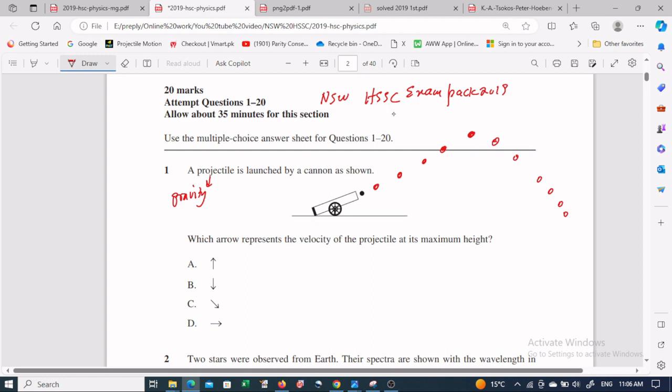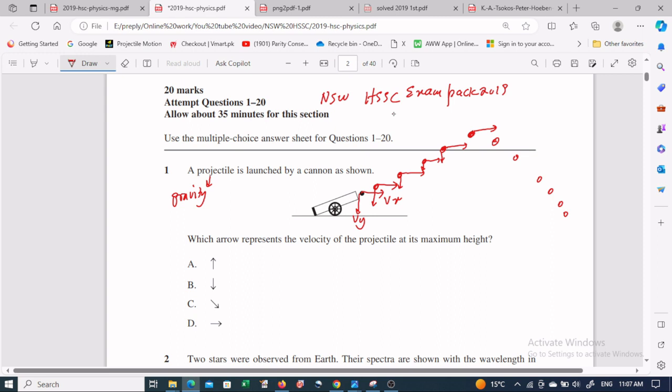As we know, velocity has two components, a y component as well as an x component. At any point the velocity has an x component and a y component. As the projectile moves up, its x component remains the same. There is no change in the x component, but the y component declines throughout the motion.